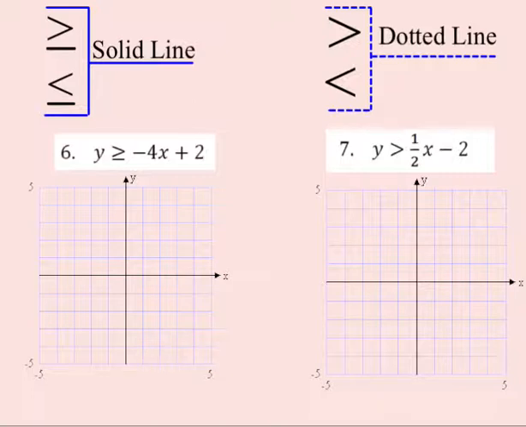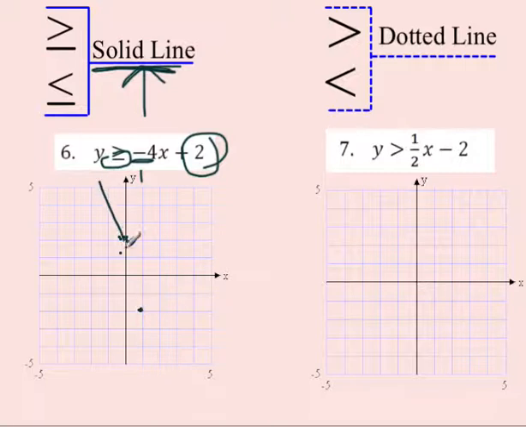So number 6, it has a line underneath, so we know it's going to be solid. And the alligator is also opening towards the y, so I know I'm shading up. All right, so to start off with, I'm crossing the y-axis at 2, because that's my y-intercept, and then -4 is the same as -4 over 1. So I'm going down 1, 2, 3, 4, and over 1. Okay, now I have a solid line connecting those 2 points, so draw that solid line.